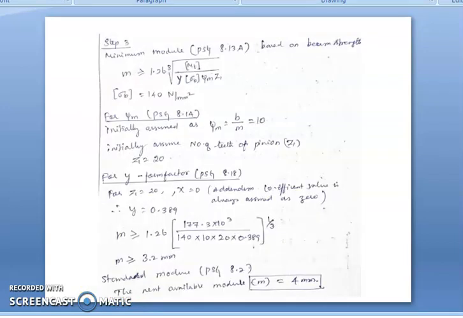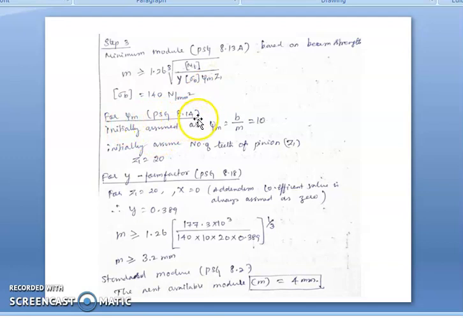Then the third step is determination of the minimum module, which is based on the beam strength. The formula for the minimum module is available at page number 8.13a. Here the minimum module m is greater than or equal to 1.26 times the cube root of design Mt Y by sigma b psi m Z1. Here the design Mt and design sigma b are already available, with sigma b selected from the PSG data book. The unknown parameters are Y, psi m and Z1. Here psi m is also assumed.